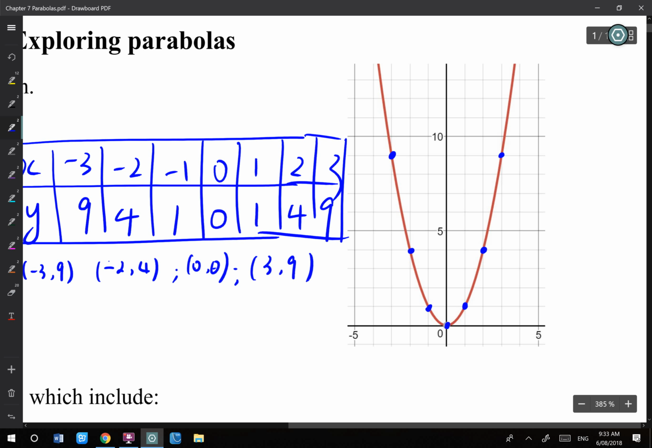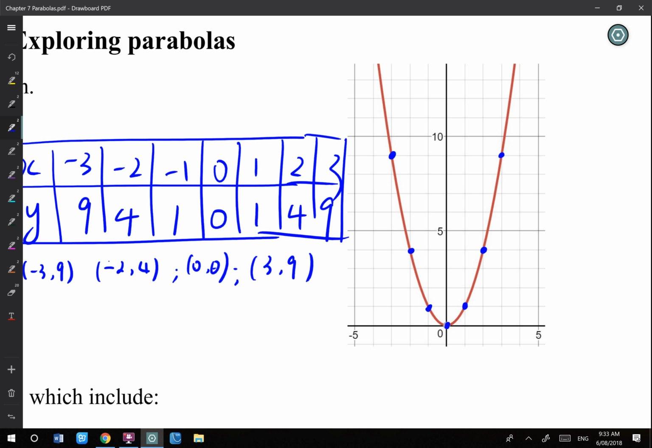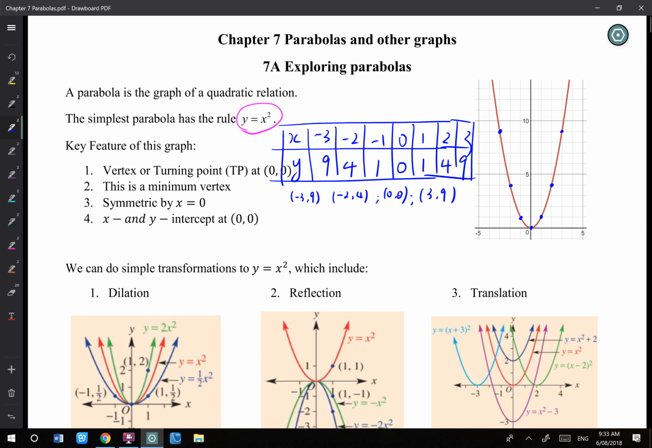So assume we don't have this graph before, and now we plot those points on the graph and we can connect them by a smooth line. So we have this parabola shape. So that's my easiest graph, the easiest rule for a quadratic equation.